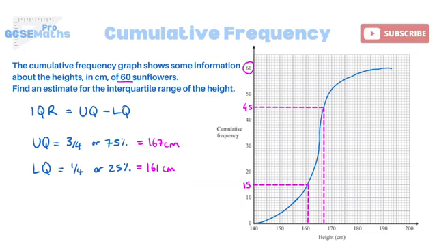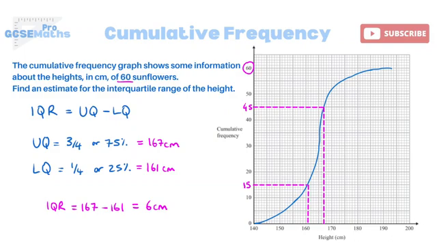And then the last thing, as we said, the interquartile range is obviously a range, so we're just going to subtract them. So 167 minus 161 is 6 centimetres. So the interquartile range is 6 centimetres. Again, it's in terms of the units of the x-axis, isn't it?